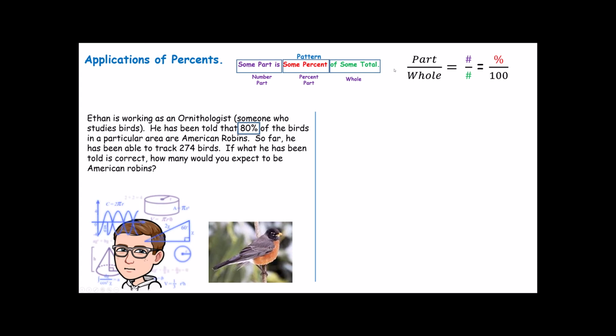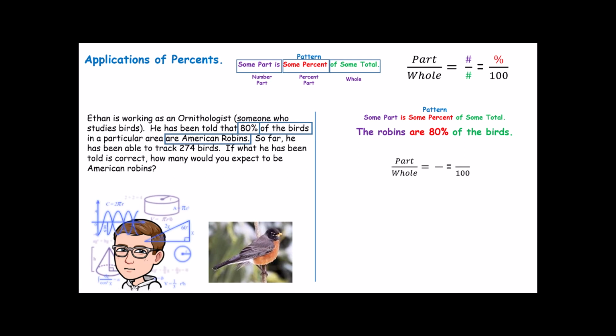And when we read through this problem, we said we know that 80% of the birds are American robins. So we know our percentage right away, and we know that it is a percent of the birds, meaning the birds are our total. And then over here we see they are American robins. So the 80% and the American robins are the same thing, meaning the robins are 80% of the birds. And then we just go through and fill in the appropriate information. The robins are our part. We don't know how many there are. The 80% is given to us, and we know that there were a total of 274 birds that he tracked.